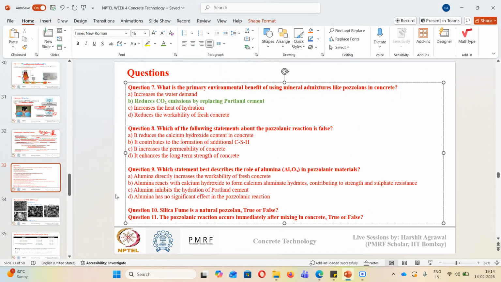Others try to answer question number 8. Which of the following statements about pozzolanic reaction is false? So there are 4 statements that are given here. Which one is incorrect?